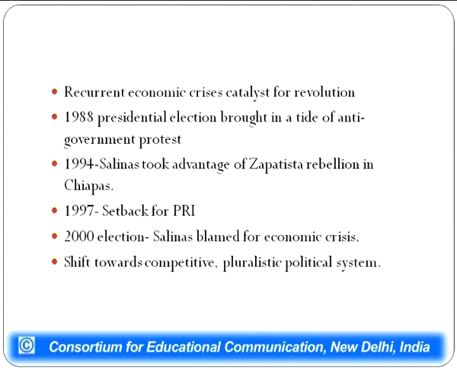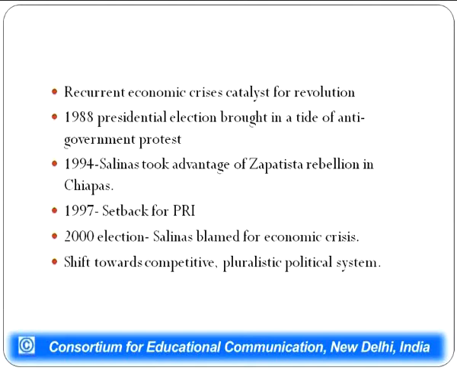From the 40s to the 80s, we had the era of hegemonic party rule. And the downslide starts only in 2000, when the presidential candidate of PRI loses. So there are certain things which become very important in the Mexican setup. It has faced recurrent economic crisis, and that becomes the catalyst for revolution. The 1988 presidential election brought in a tide of anti-government protest.